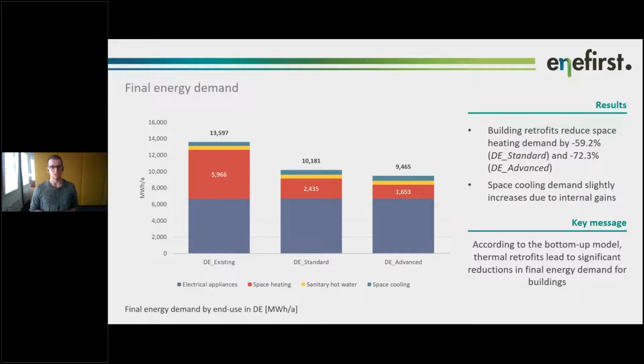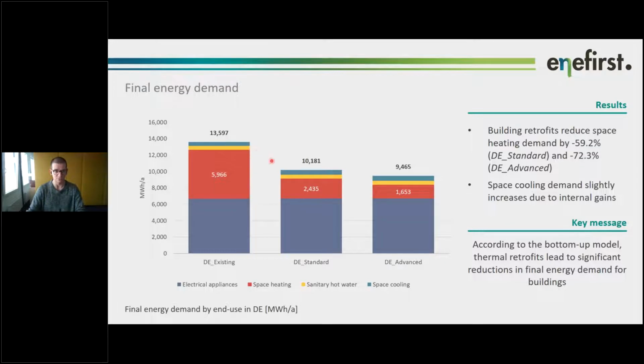I would say what you see right here is final energy demand in megawatt hours per year for these three scenarios: Germany existing, standard, and advanced. These numbers are quite straightforward. We have very ambitious building retrofits in the advanced scenario, which is why energy demand for space heating strongly decreases. It's actually decreased by 72.3%, which can definitely be called a deep retrofit. Whereas we have something like a medium or light retrofit in the standard scenario, which is still almost 60% reduction in final energy demand for heating.